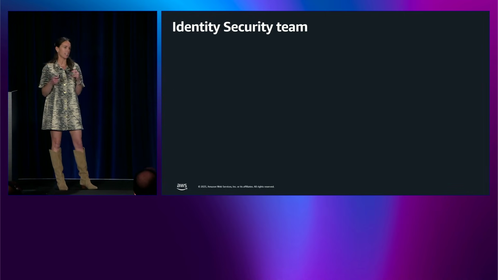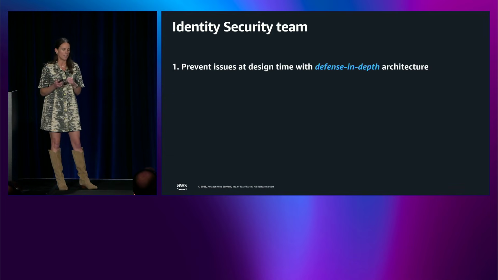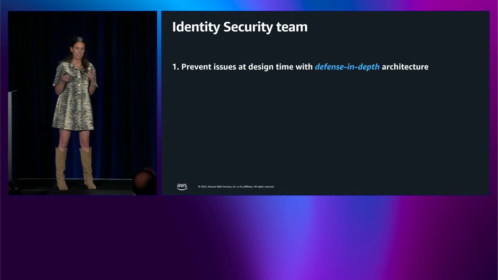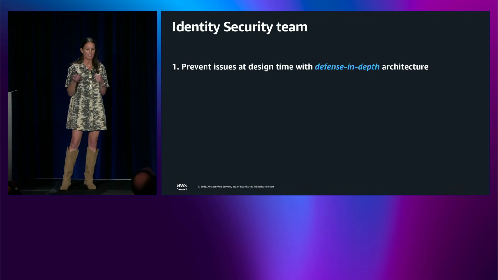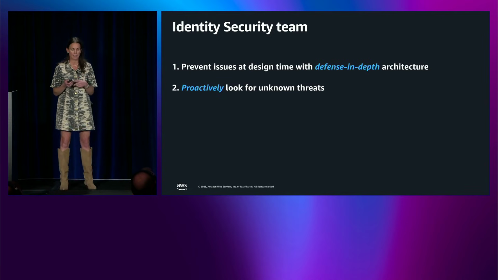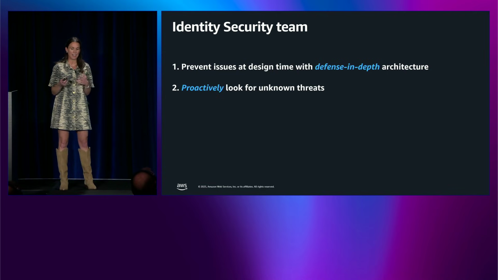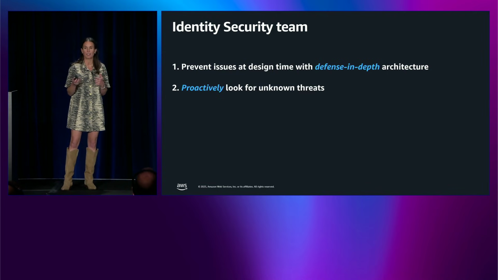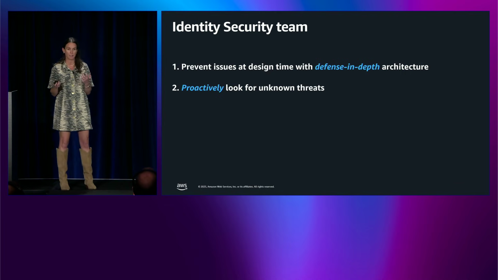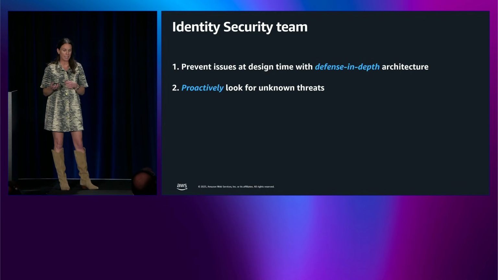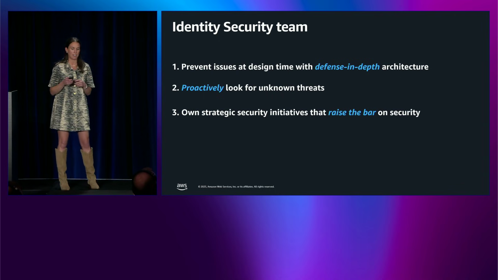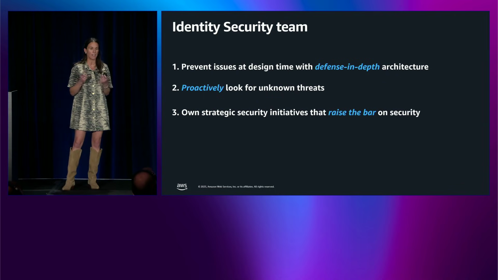So our team of security engineers, we have 3 core functions. 1, prevent issues at design time with defense in-depth architectures. 2, proactively look for unknown threats. We do offensive security, red teaming practices. And when issues are identified, we really work to identify what we do to prevent that issue from happening again. Sometimes that requires driving systemic changes. And 3, we own strategic security efforts that raise the security bar across our services.